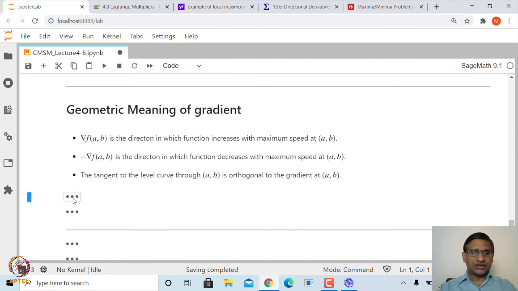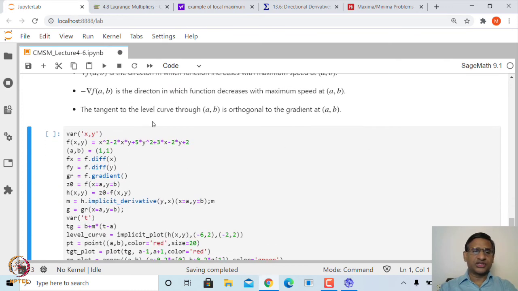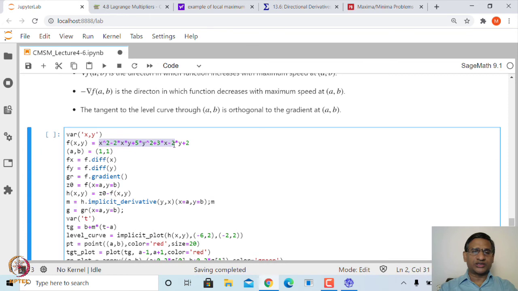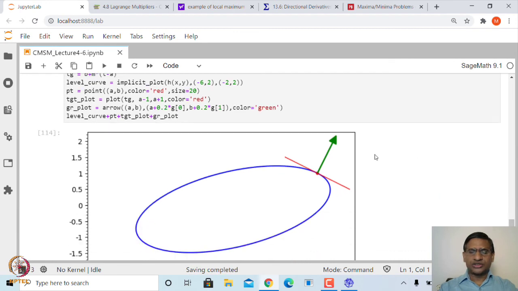So let me just demonstrate this for this function. f of x, y is equal to x square minus 2xy plus 5y square plus 3x minus 2y plus 2, and take any point, let us say (a, b), and at this point let us draw. So this is the level curve. The blue one is the level curve of this function. This is the point on this level curve, this red one. The red one is the tangent, and this is the gradient. So you can see here they are perpendicular.